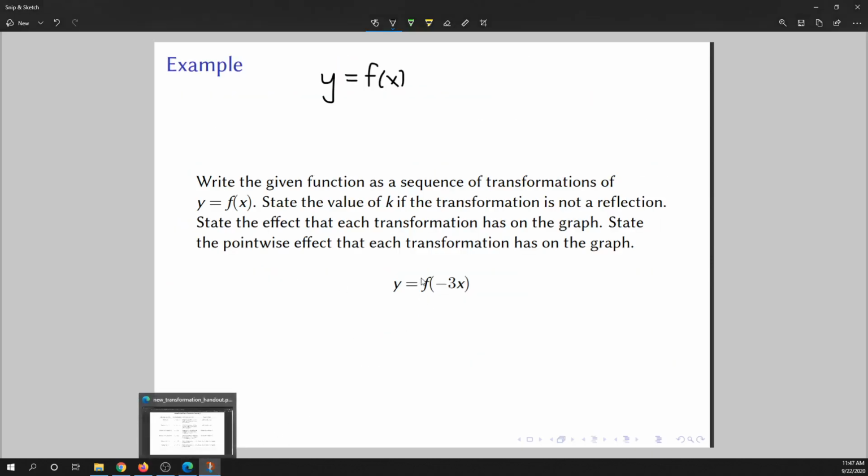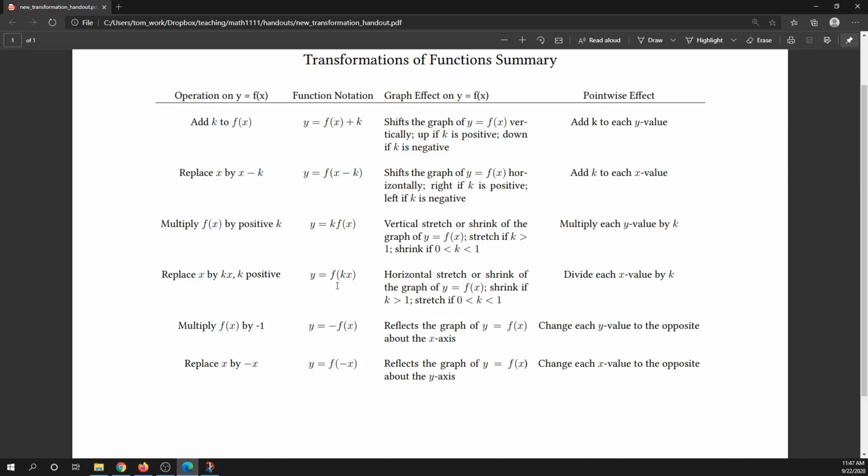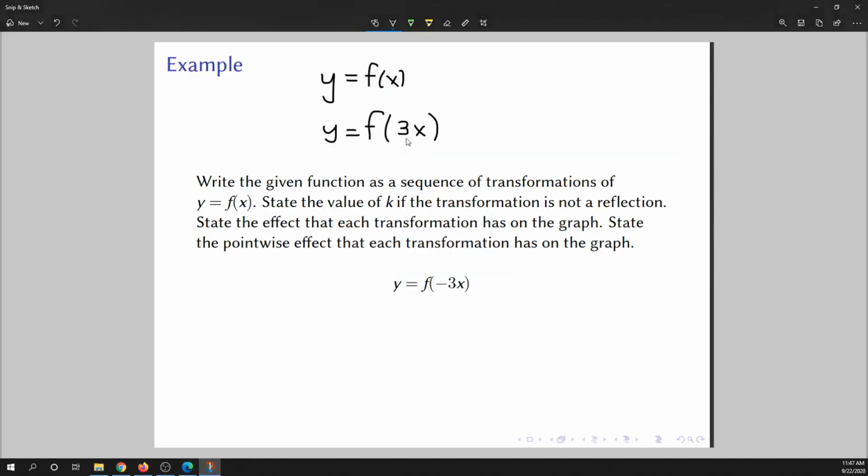So what we'll do is first replace x by 3x, like this. So that's one of the six transformations, and we know that's going to be a horizontal stretch or shrink. In this case, it's going to be a shrink, because the k, which is 3 in this particular case, is bigger than 1. But what we really want to wind up with is this minus 3x right here.